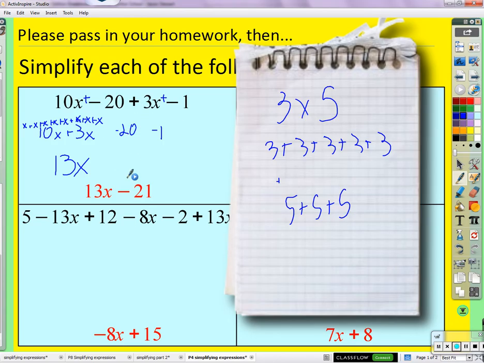Negative 20, start at negative 20, subtract 1 from that. Where are we now? Negative 21. So we have 13x minus 21.